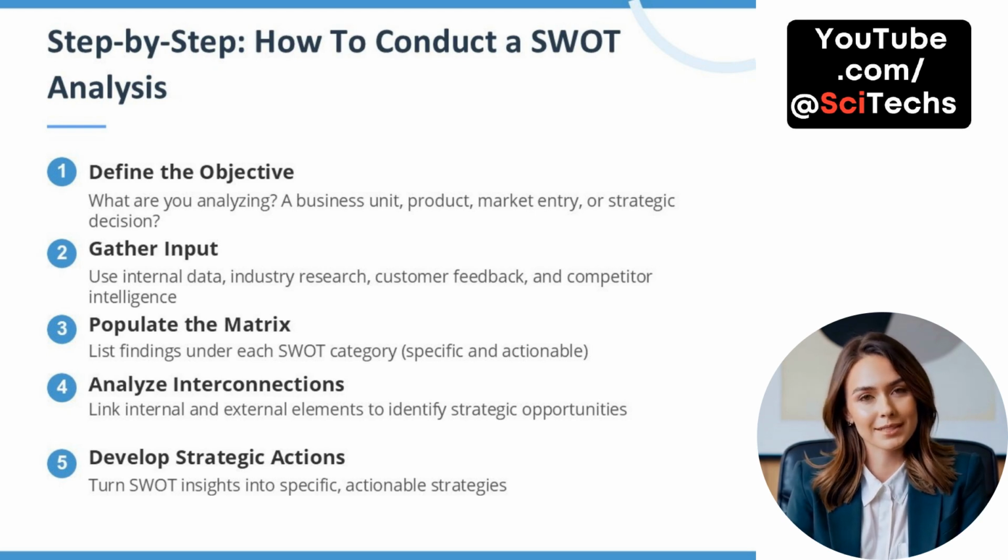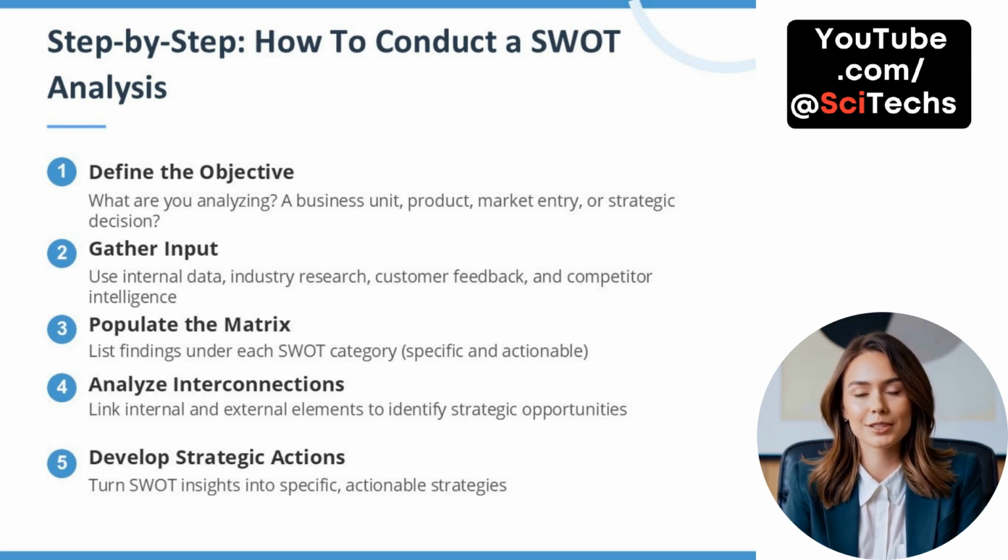Step 2 is gathering input. This means collecting data from internal sources, industry research, customer feedback, and competitor intelligence. Diverse perspectives help build a balanced view. Step 3 is populating the matrix. Here, you list findings under each category: strengths, weaknesses, opportunities, and threats. Be specific and actionable. Step 4 is analyzing interconnections.